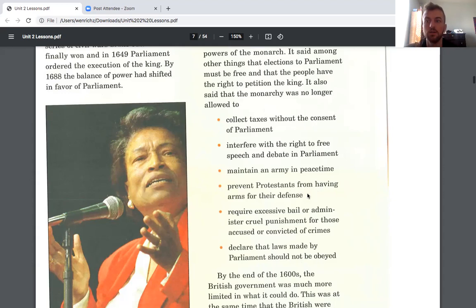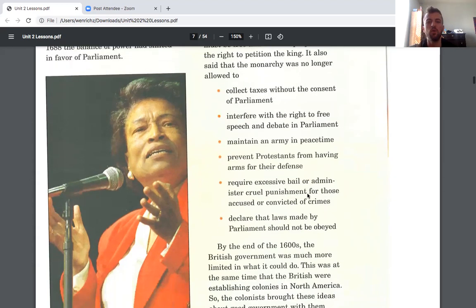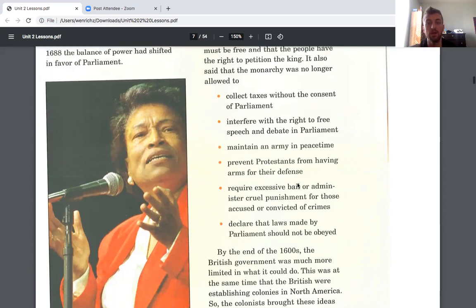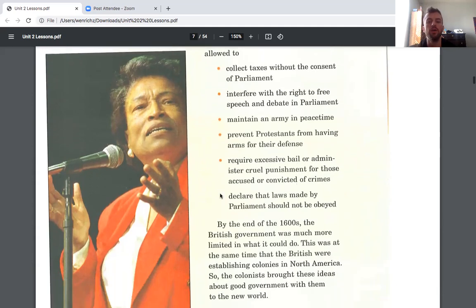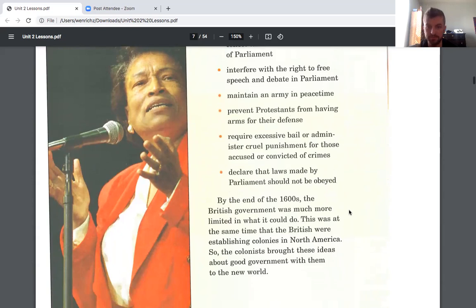What? Require excessive bail or administer cruel punishment for those accused or convicted of crimes. And again, these are things that the monarchy was no longer allowed to do. Or finally, declare that laws made by Parliament should not be obeyed.